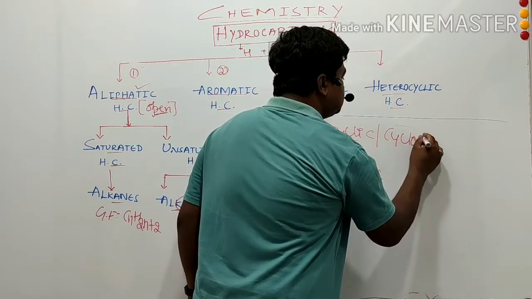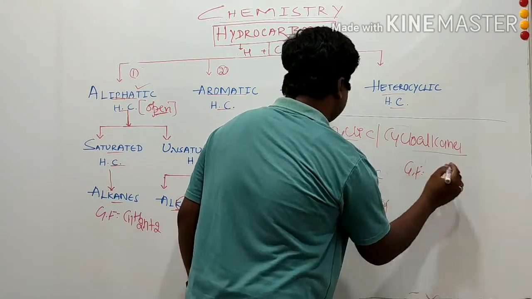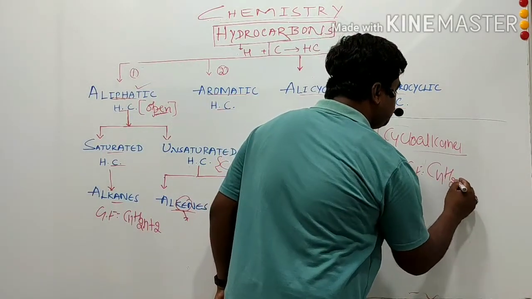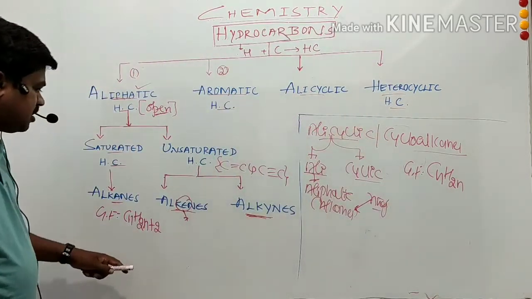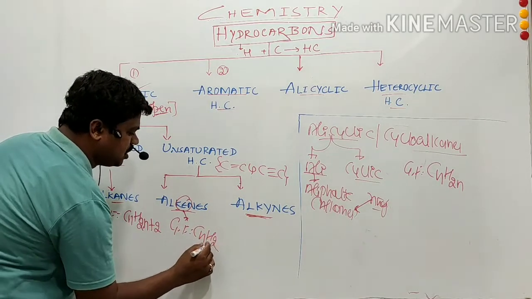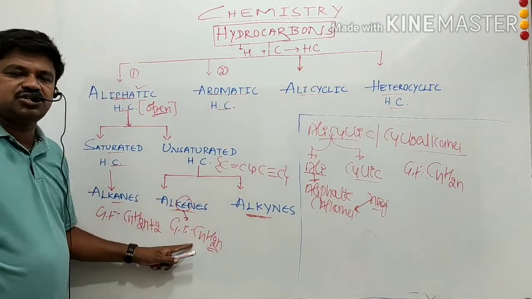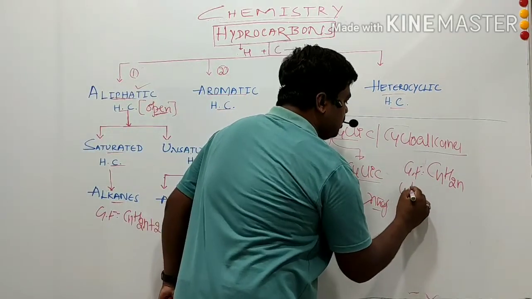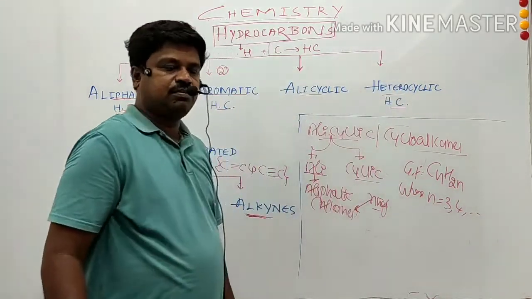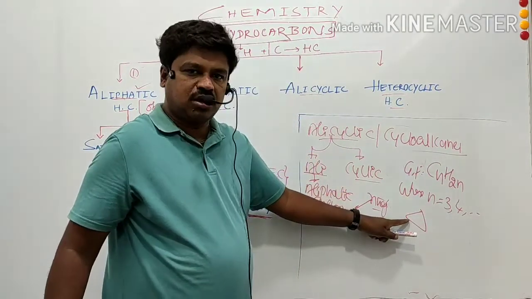Another name is cycloalkanes. The general formula is like this: CnH2n. You see, here also there is the general formula of alkenes, CnH2n. But there is a small difference between cycloalkanes and alkenes. In the general formula here, the n value starts from 3 onwards, because to get a cyclic structure we must have 3 carbon atoms in the ring.